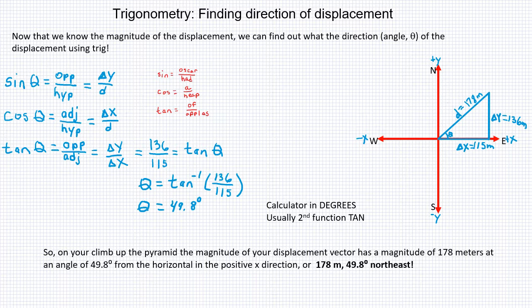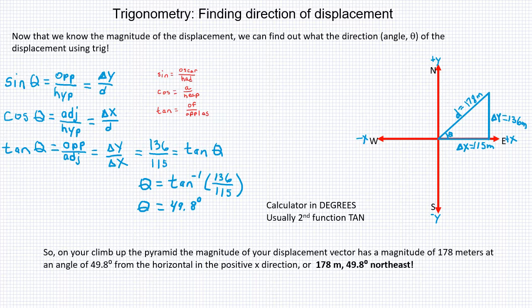So on your climb up the pyramid, your displacement vector has a magnitude of 178 meters at an angle of 49.8 degrees from the horizontal in the positive x direction. Or you could say 178 meters at 49.8 degrees northeast. So I hope that makes sense. Let's move on to something else.